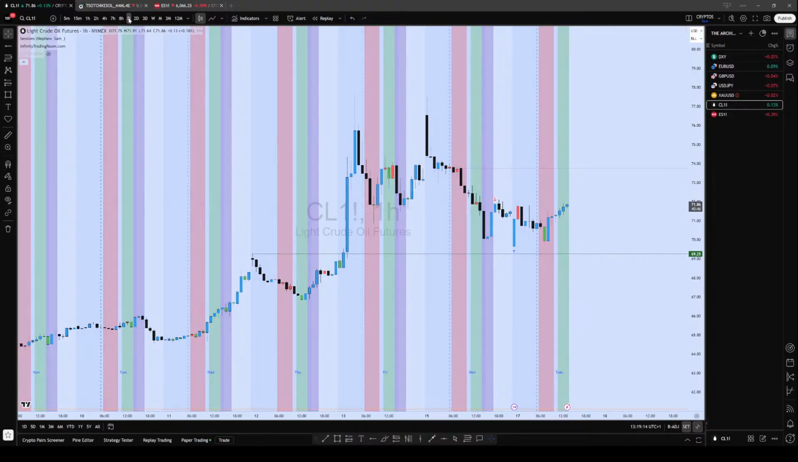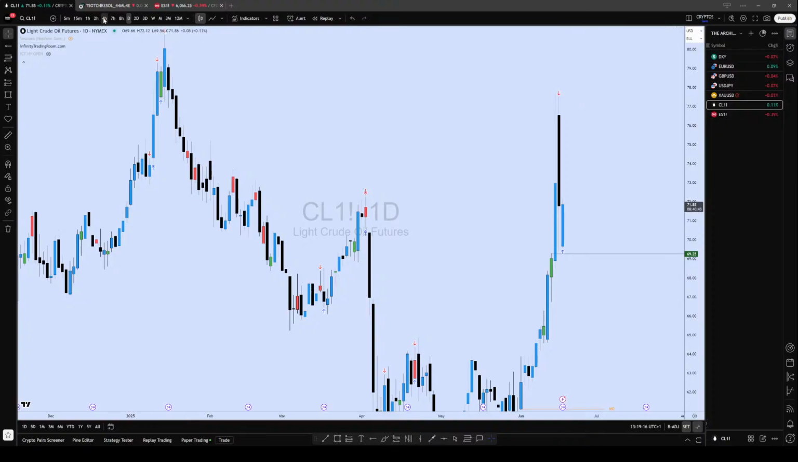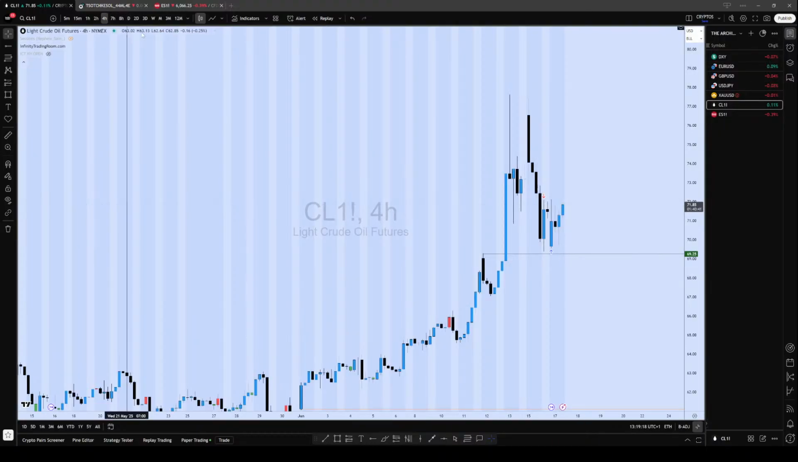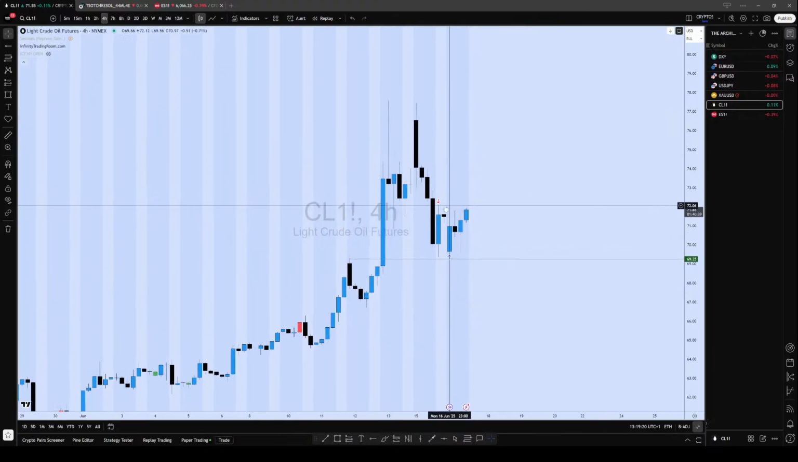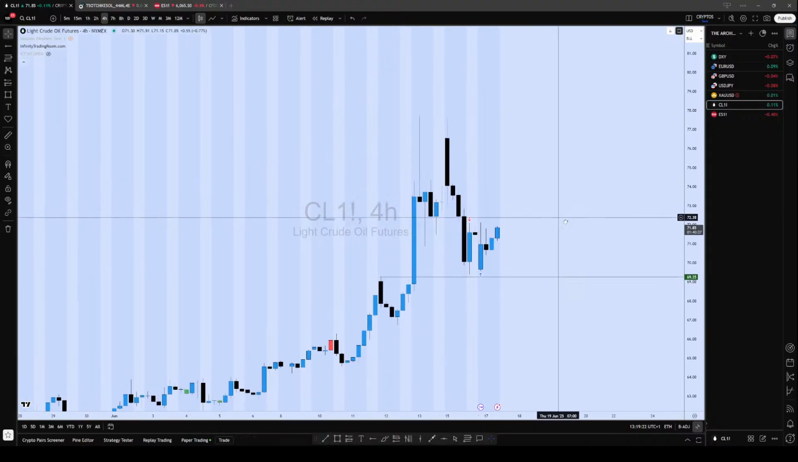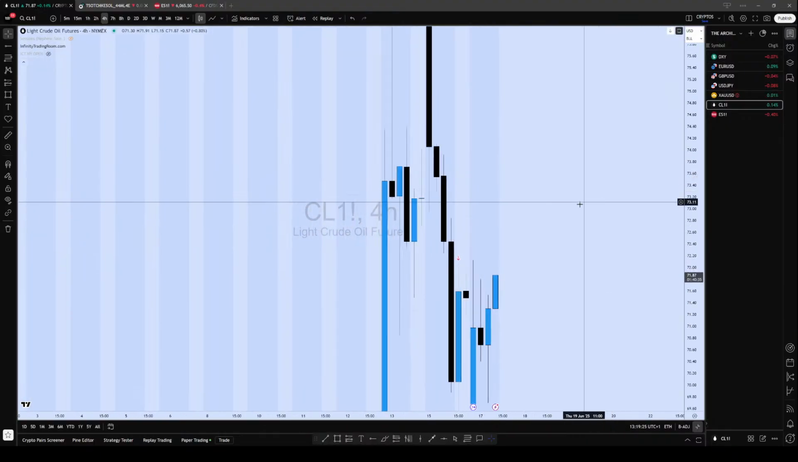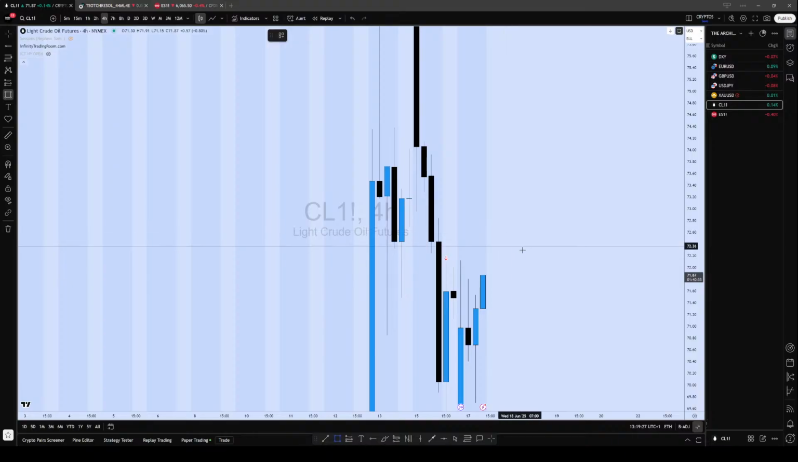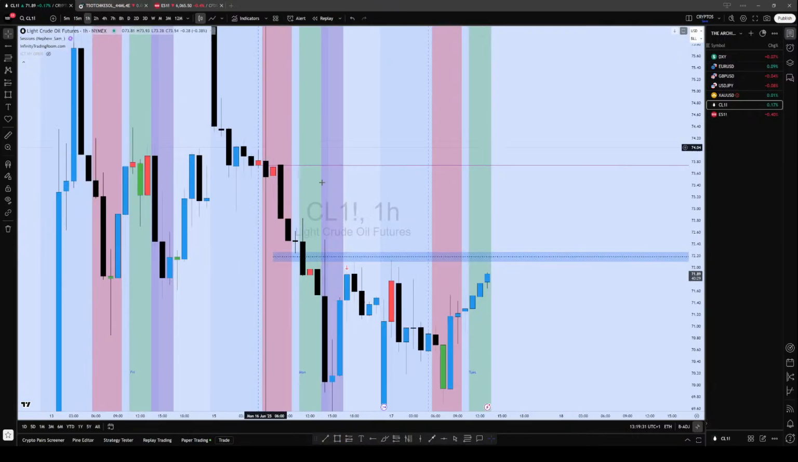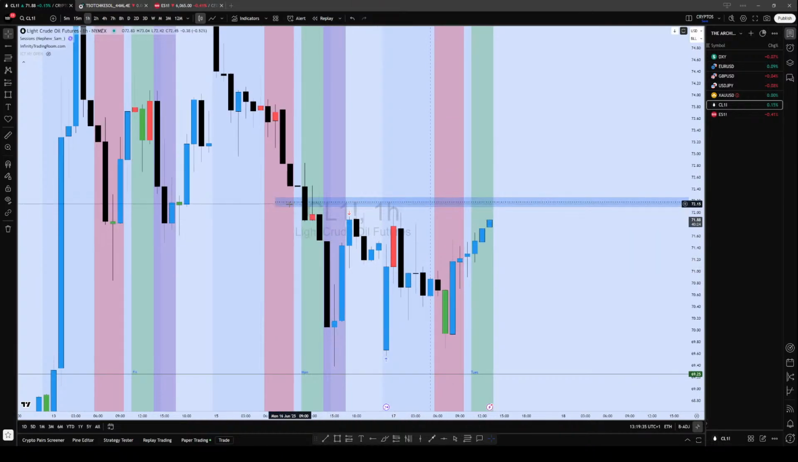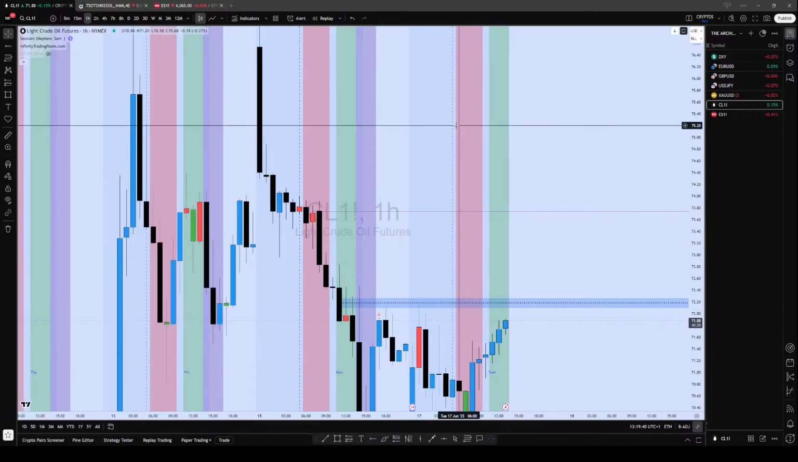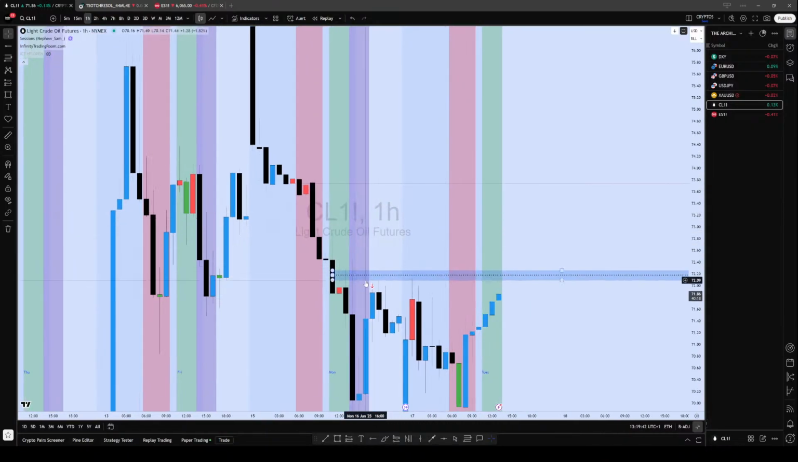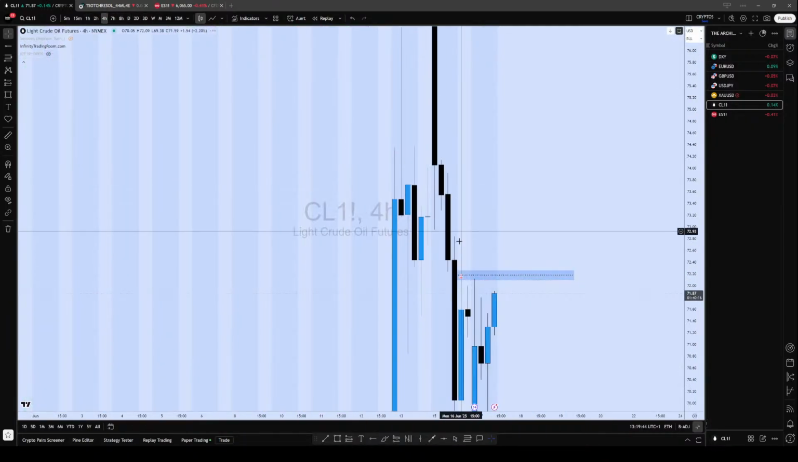But today, if we can trade through this imbalance, there's a small one here, this little one here, yeah, if we can trade through it, that will be excellent for a potential buy to continue going up. So watch that H4 imbalance right here.